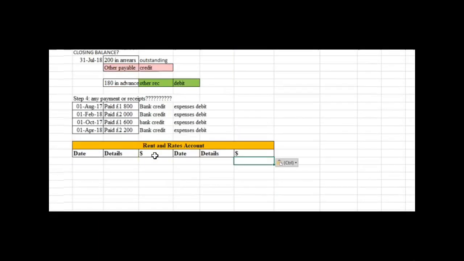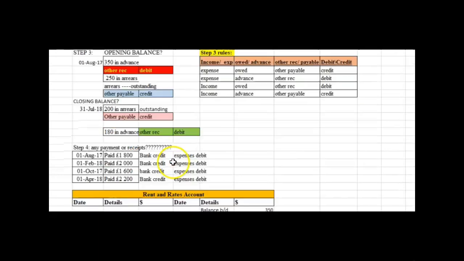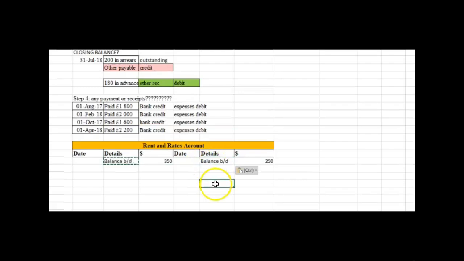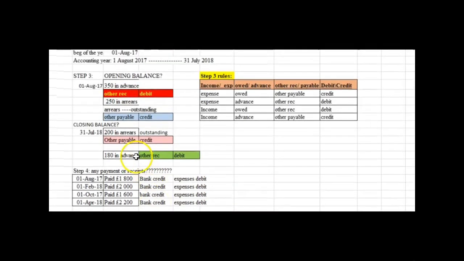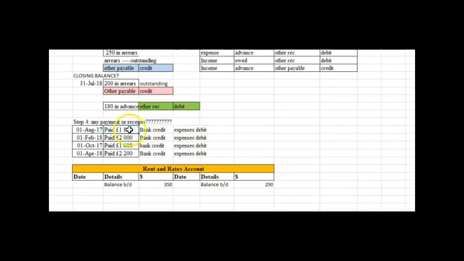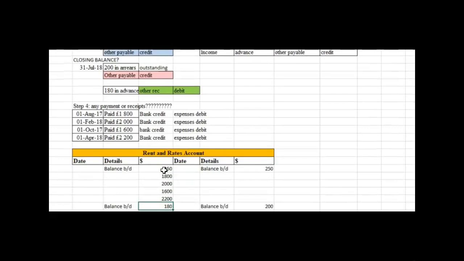Now, we can make the rent and rates account. We start with the opening balance. The balance b/d on credit side is $250, and balance b/d on debit side is $350. Write the closing balances, $200 on credit side and $180 on debit side. Then we have bank in step 4. We have 4 payments, so post them individually on the debit side.